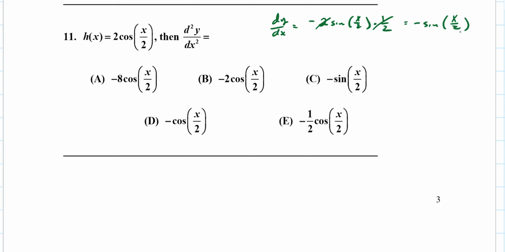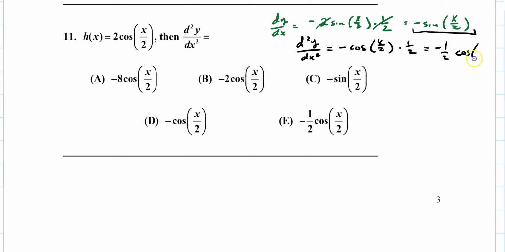That's my first derivative. My second derivative now is going to be the derivative of this function, which the derivative of negative sine is now negative cosine x over 2. Again, we do the chain rule, so I multiply that by 1/2. And my second derivative is now negative 1/2 cosine x over 2, which is E.